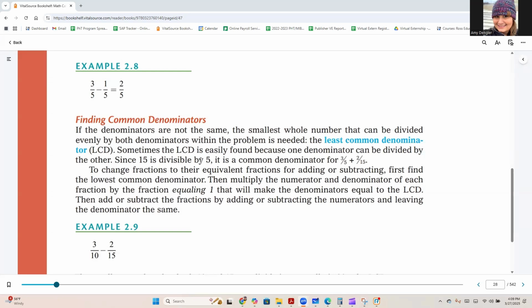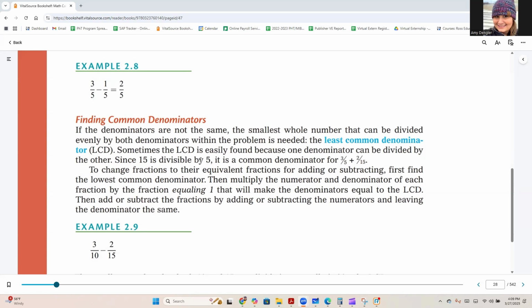Finding common denominators. If the denominators are not the same, the smallest whole number that can be divided evenly by both denominators within the problem is needed, the least common denominator. Sometimes the LCD is easily found because one denominator can be divided by the other. Since 15 is divisible by 5, it is a common denominator for 3/5 and 2/15.